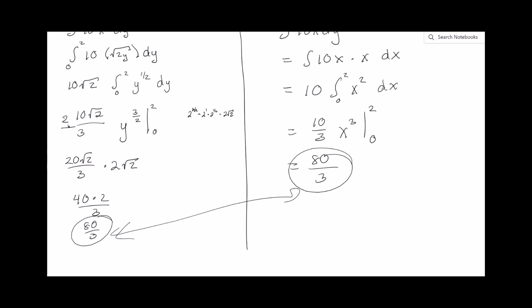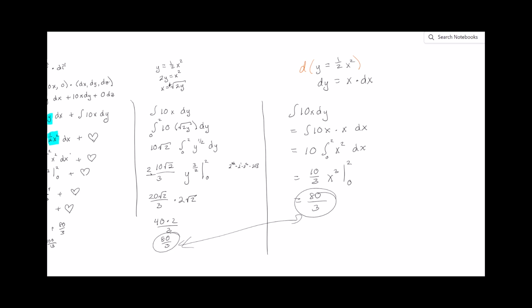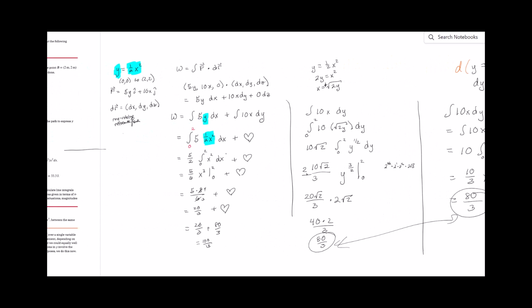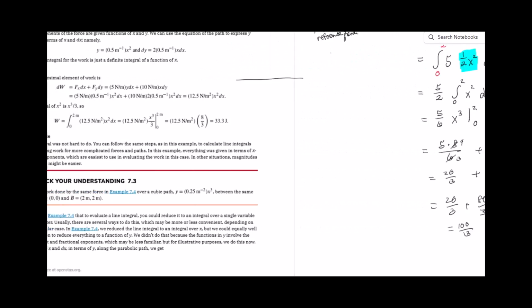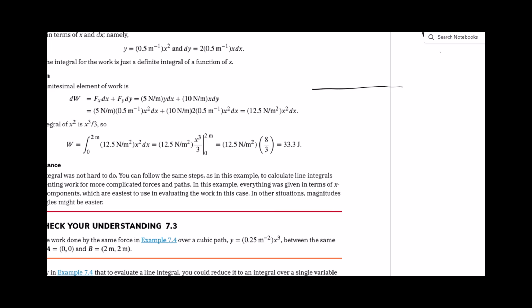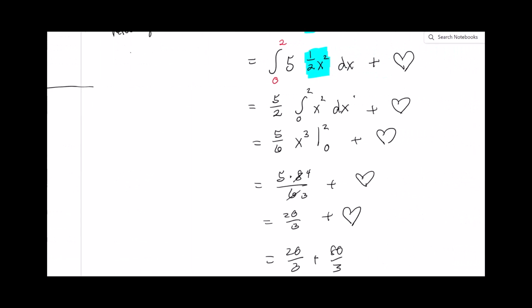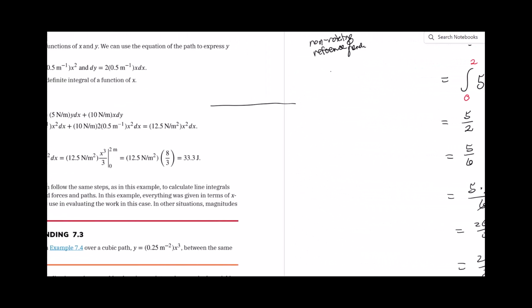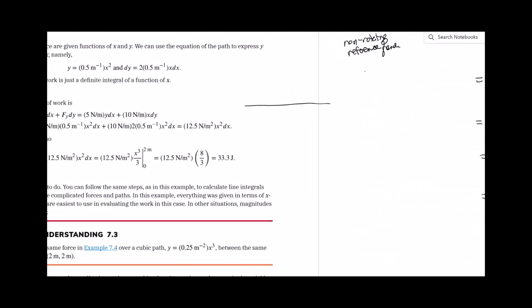It's just whichever way makes more sense to you from a math perspective, and you can get the right answer, do that. And in any case, the answer is 100 over 3. So something like that, 33. Okay, and then that's Newton-meters, joules. Okay, and the units is generally going to be joules.